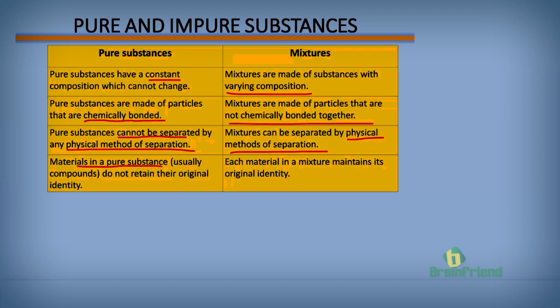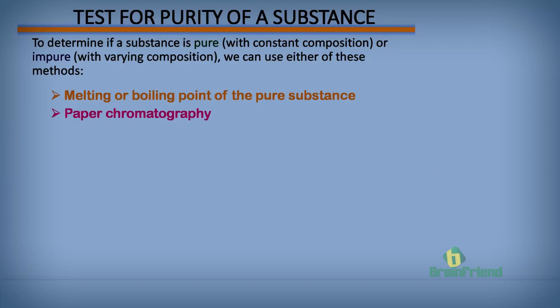Materials in a pure substance, usually compounds, do not retain their original identity, okay? While for mixtures, each material in a mixture maintains its original identity, and that is why they can be separated by physical methods. Okay, so in our next lesson, we'll be looking at the various physical methods that we can use to separate mixtures. Now, we're looking at tests for purity of a substance.